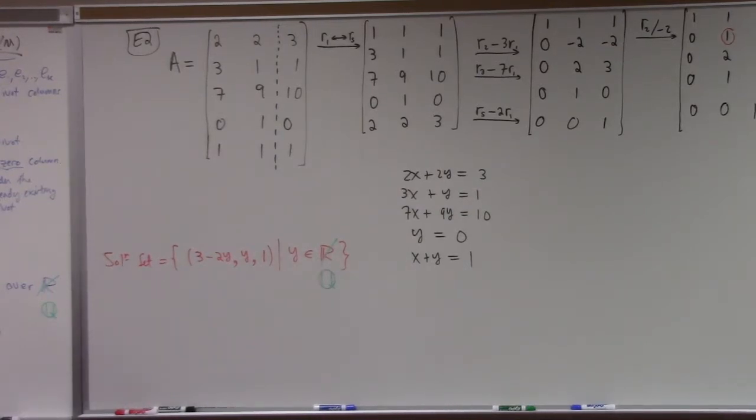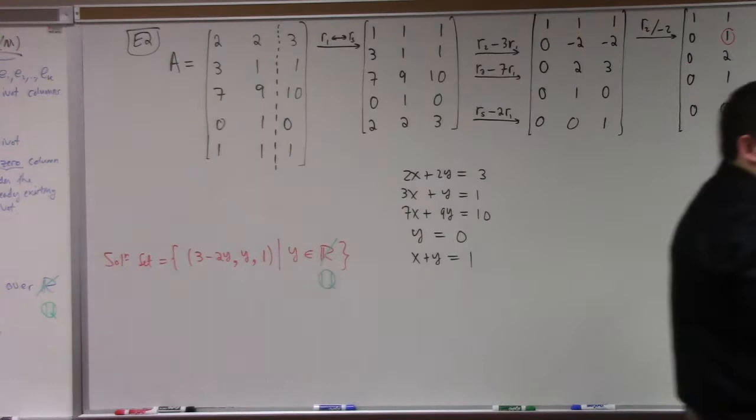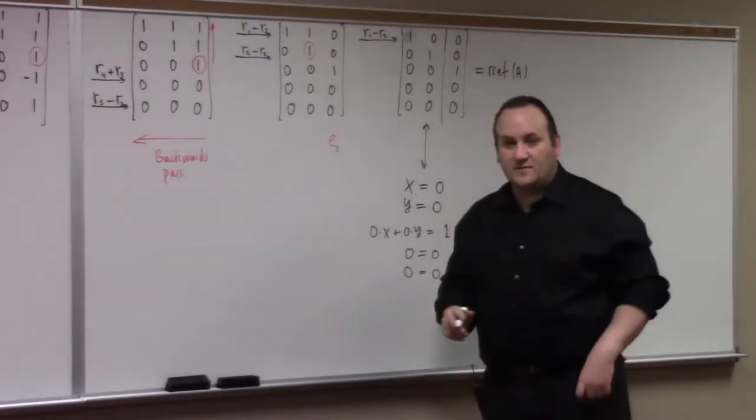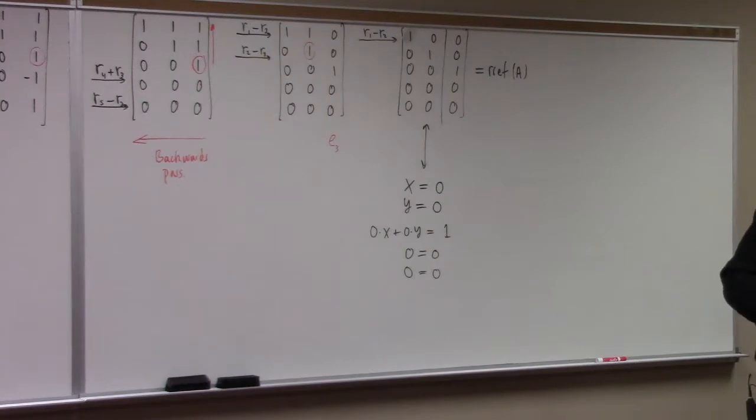Is that going to happen? Probably not. And that is apparent because if you look at the row equivalent matrix over here, what system of equations does this give you? Our first equation, x equals 0. Our second equation, y equals 0. Our third equation, 0 times x plus 0 times y is equal to 1. And then our last 2 equations are 0 equals 0 and 0 equals 0. True, but not particularly insightful. The third one, though, you see that's a problem.